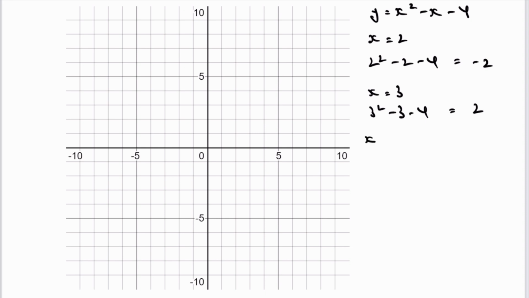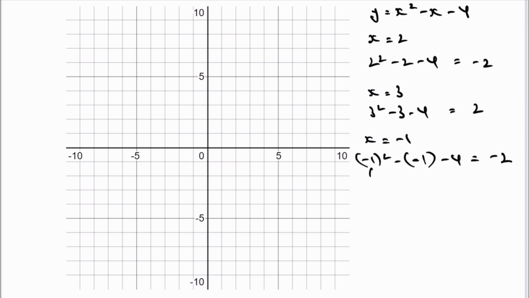So let's have a look at x equals minus 1. Well, again, I've got minus 1 squared minus, be careful with this, minus 1 minus 4, and when I work all that out I'm going to get minus 2. So be very careful with your negative numbers. Don't forget a minus times a minus is going to be positive, and a minus minus is also going to be positive.